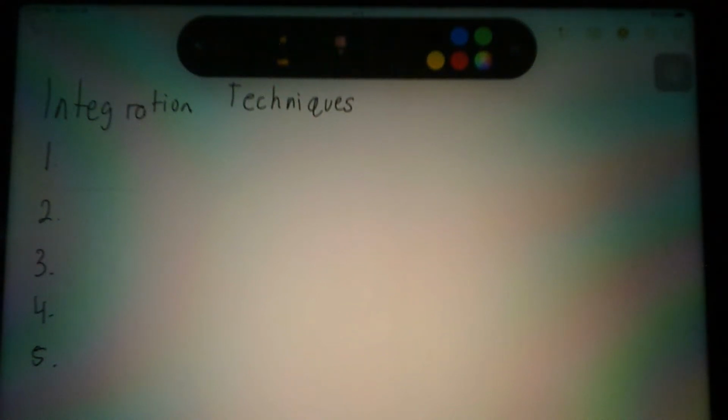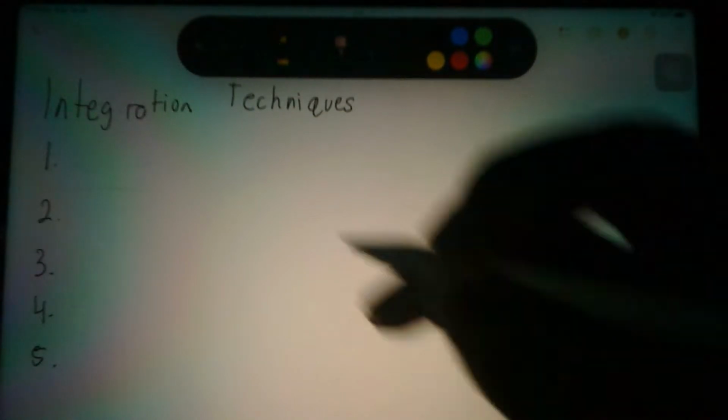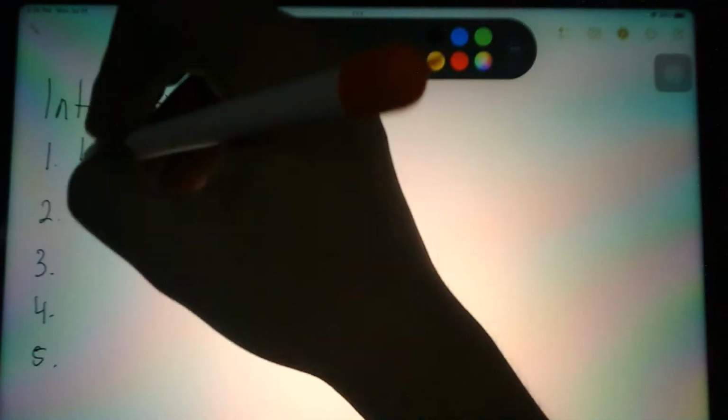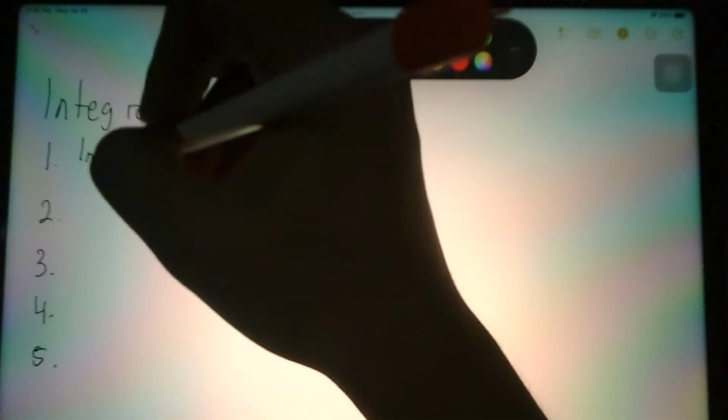Good day everyone. In today's lesson, we are going to tackle integration techniques. For this lesson, we have 5 types of integration techniques. First is integration using substitution or U-sub.